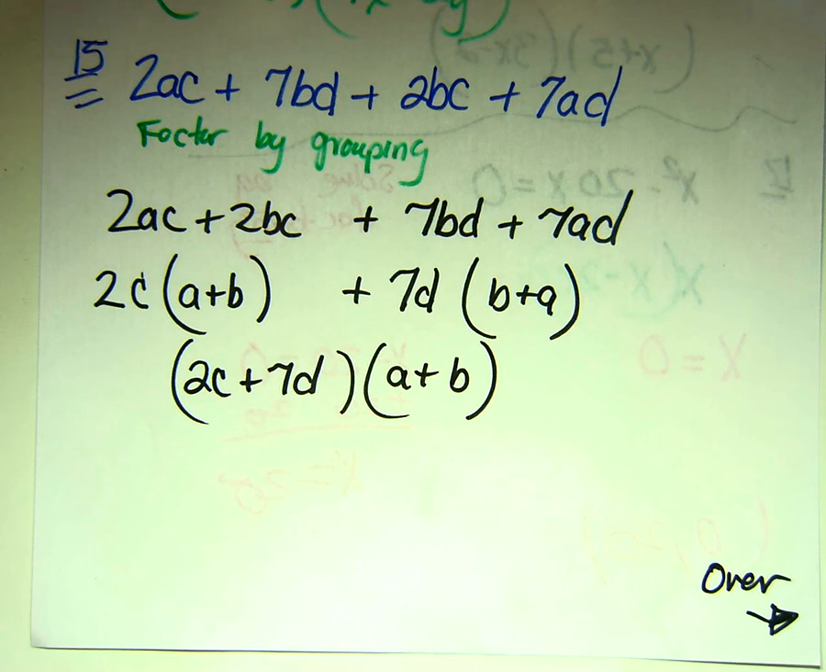Over here, we have a 7 and a D. And over here, we also have a 7 and a D. Hence, that's why I actually wrote out the 7D. Look on the inside, you have a B plus A.